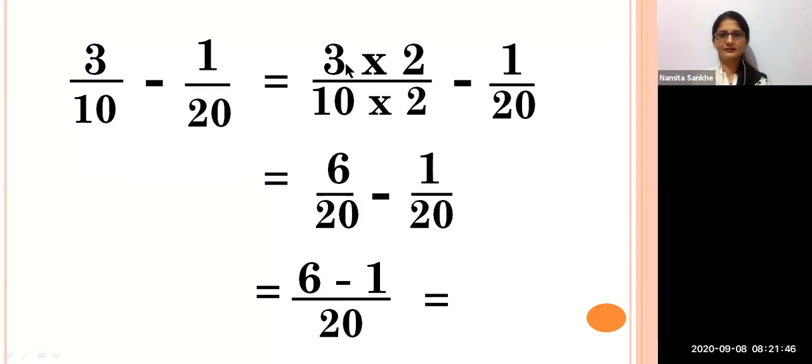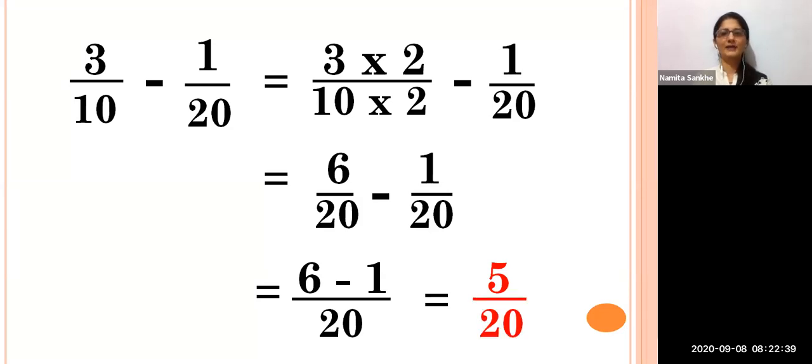Give me the answer. 6 minus 1 upon 20. How much? 20. Yes, Prachi. 6 minus 1. How much is 6 minus 1, Prachi? Teacher. How much is 6 minus 1? 5. Correct. So what will be the fraction here then? 5 upon 20. Yes, 5 upon 20.